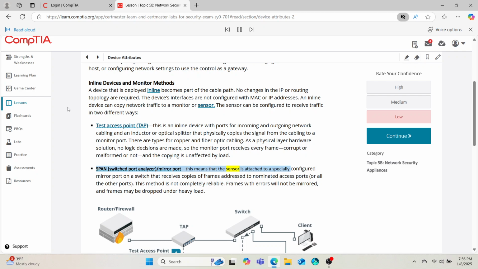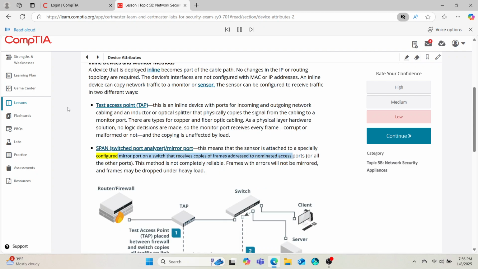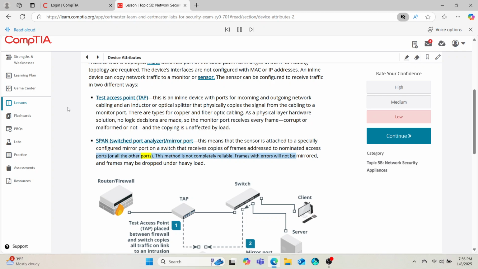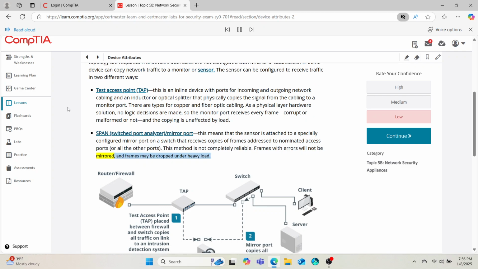This means that the sensor is attached to a specially configured mirror port on a switch that receives copies of frames addressed to nominated access ports, or all the other ports. This method is not completely reliable. Frames with errors will not be mirrored, and frames may be dropped under heavy load.